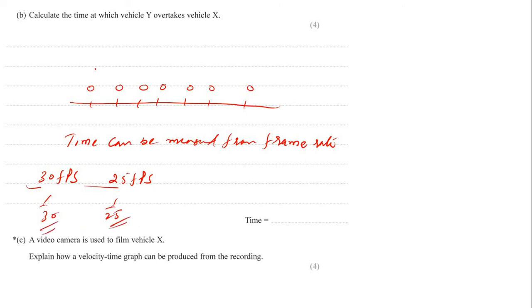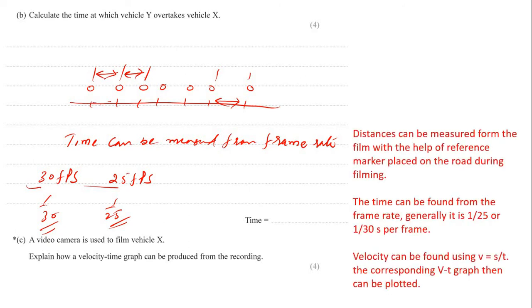So this is one frame, and you can have the distance between these two, and you have a time. Then you can find the velocity, and then you can find it for the next step and next, and for each frame you can measure the distance from the marker, and then easily you can plot the graph. So that's how you can explain.